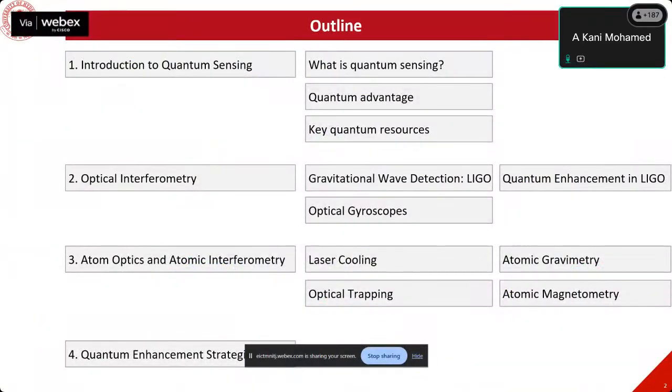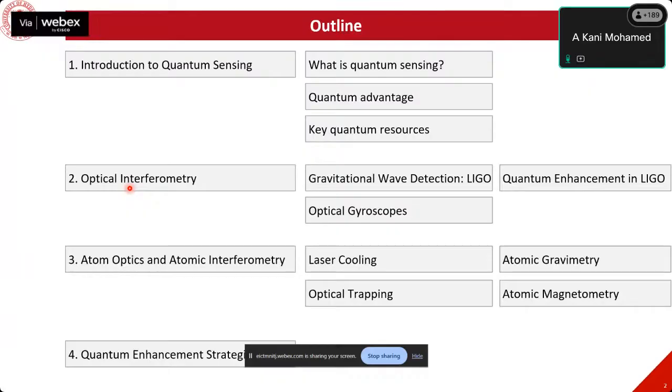So, today's lecture, this is the outline of today's lecture. Although you might have heard a lot about quantum sensing, I will briefly introduce what quantum sensing is, what its advantages are, what resources are used, and how they are being exploited to enhance the sensitivity of the instrument. I will mainly focus on two schemes.